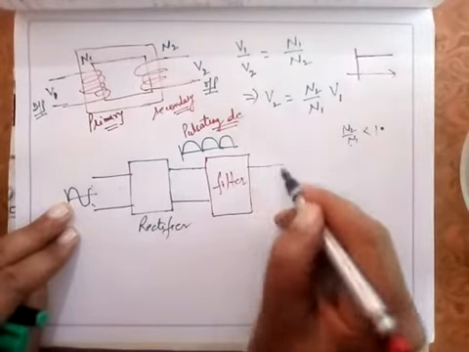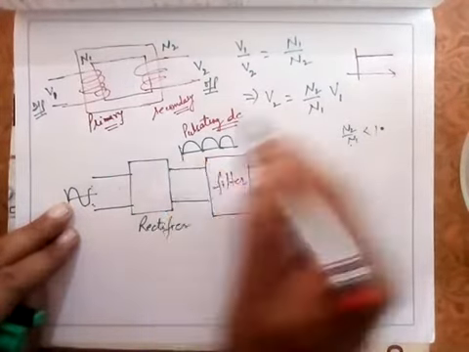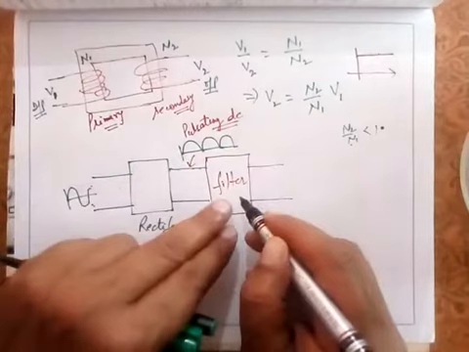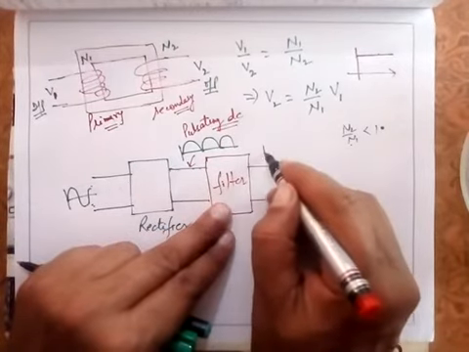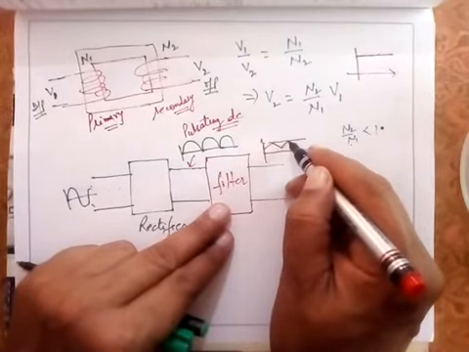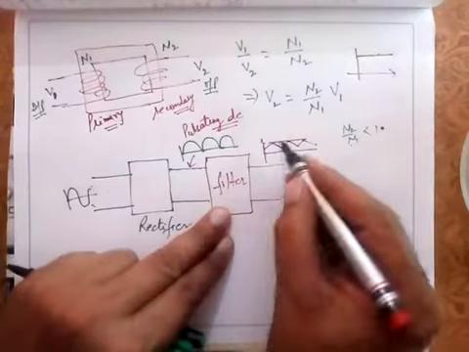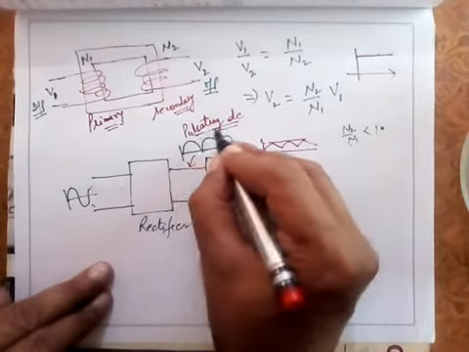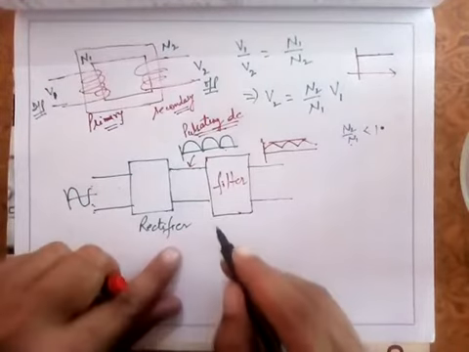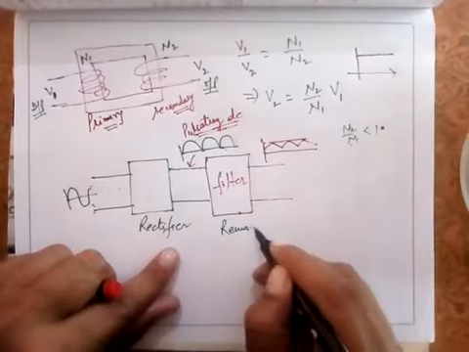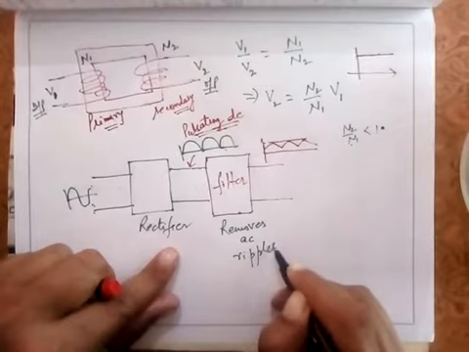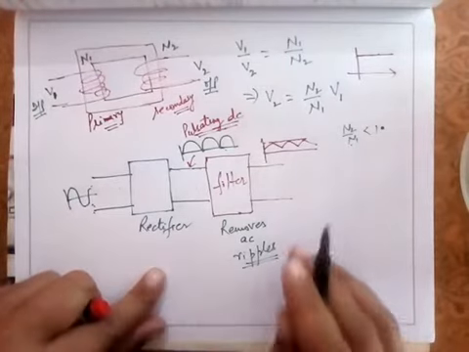Now what does this filter do actually? I am interested in pure DC, but at this stage I am obtaining this pulsating DC. So what this filter does is give me a waveform of something like this, not pure, but a waveform of this nature, a triangular shape. That is, it removes the pulses or the AC ripples from here. So the main function of this filter is to remove the AC ripples.